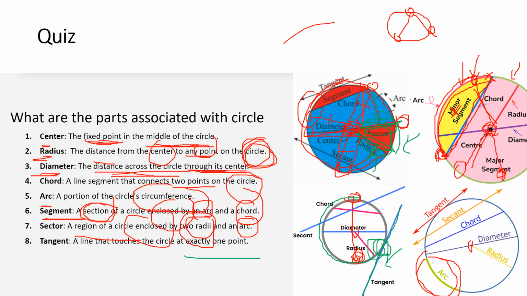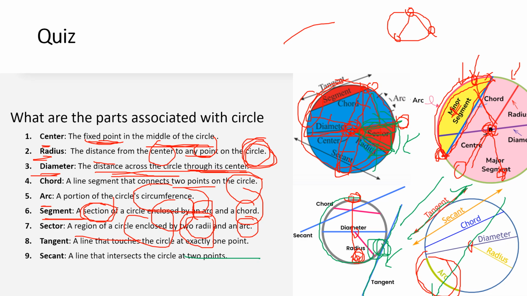Similarly, look at this diagram also. Look at this line segment or line. The line is not going inside, not going away from it. It is just touching and passing on at exactly one point. That's a tangent. You can clearly see this in the diagram here.